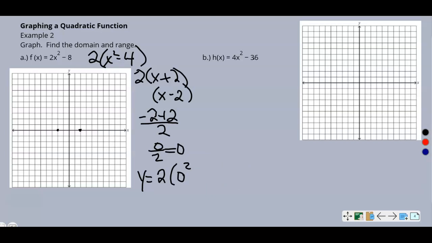All right, negative 2 times x squared and then minus 8. So 0 squared is 0. 0 times anything is 0. So this is just negative 8. So I've got another point at 0, negative 8. So 0, negative 8, and then I can graph it from there.